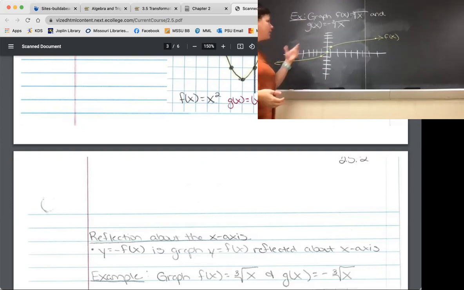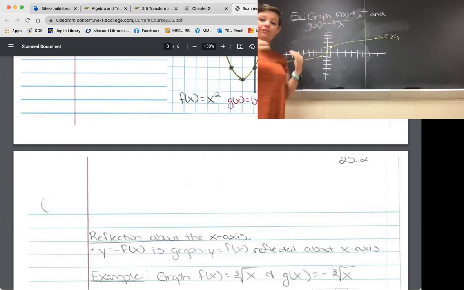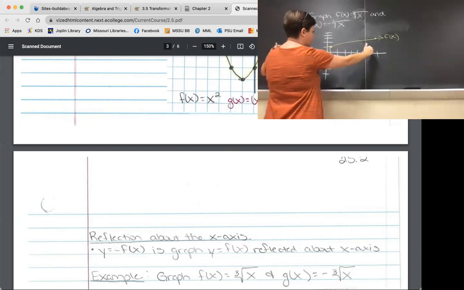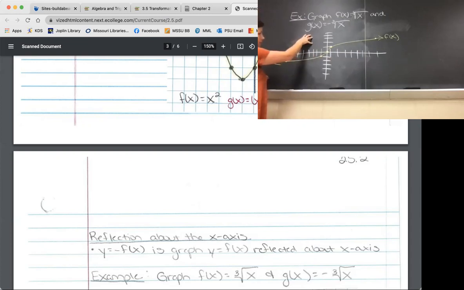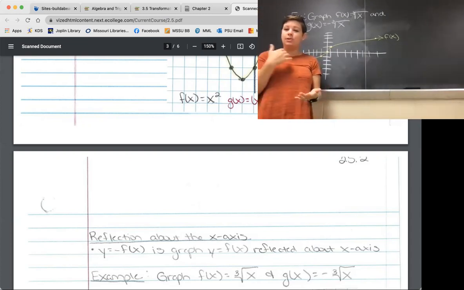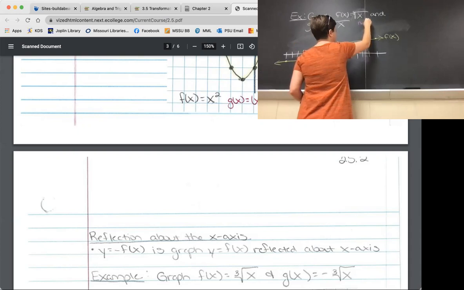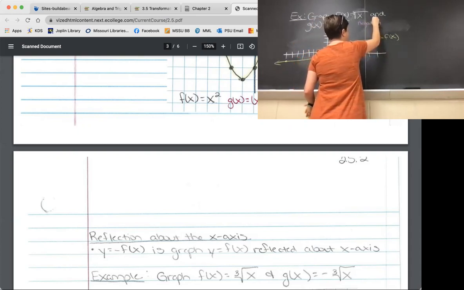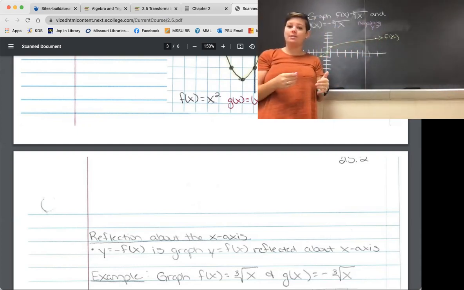But I need to do g of x, where it's negative the cube root of x. Notice that negative is just outside of the function. When it's outside of the function, we are doing a reflection about the x-axis. One way to think about this is we're folding our axis this way, so everything up here is going to be down here, and everything over here is going to be up here. What we're really doing is negating our y's. So you probably want to write that down. You are negating the y values when you're doing a reflection about the x-axis.